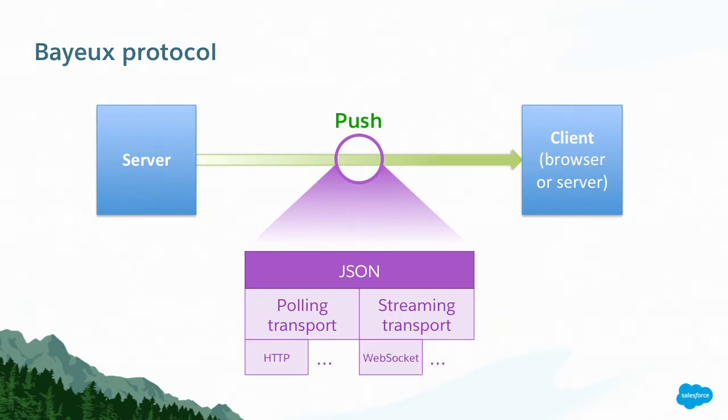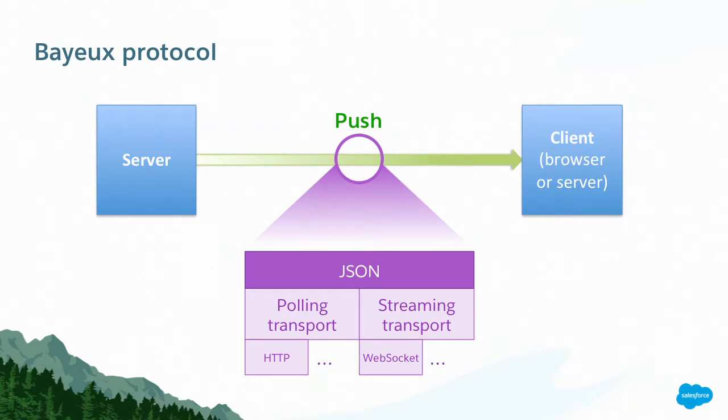We can have HTTP. This is, I would say, the least efficient way to do it, but it's something that is supported by most browsers. And we have WebSockets for streaming transport. The best possible implementation is WebSocket. This is something that is relatively new. It's part of the HTML5 standard, but it's not yet adopted by all browsers. So what the Bayeux protocol recommends is that we first try to establish a connection with the WebSocket protocol because it's something that is more efficient.